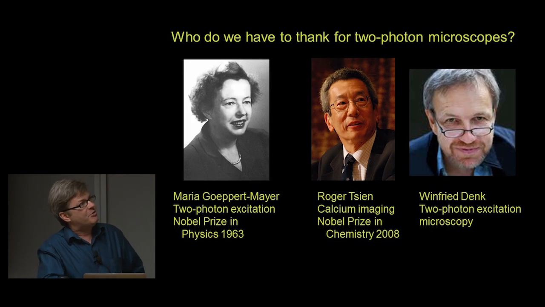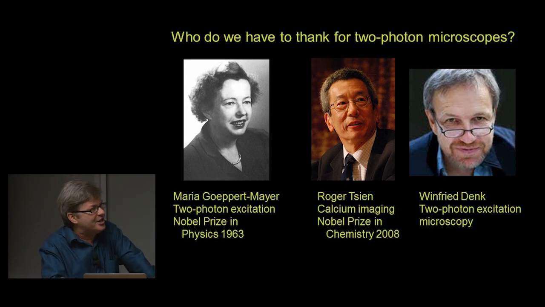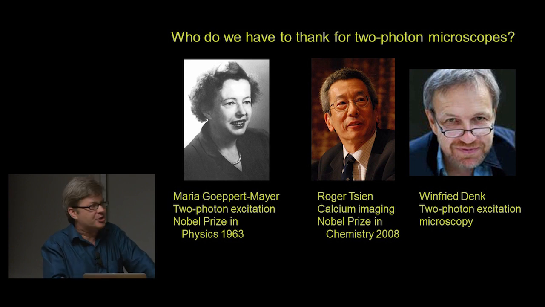So who do we have to thank for two-photon microscopes? We really have three people. Maria Goeppert-Mayer, who is a physicist who won her Nobel Prize in physics, not for this, but for the shell structure of atomic nuclei. But I guess in her spare time, she thought of the idea of two-photon excitation, that theoretically it was possible to excite fluorophores, to excite molecules, not with one bit of light, one photon, but two photons. So, Nobel Prize, and as something totally separate, she did the foundation of two-photon microscopes.